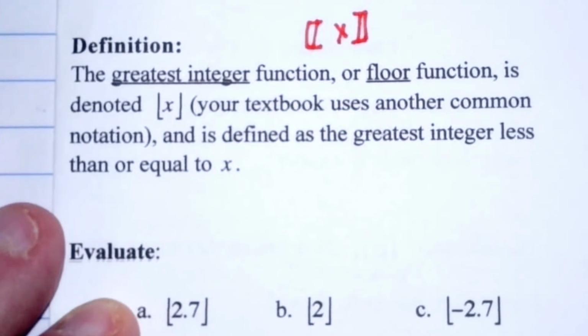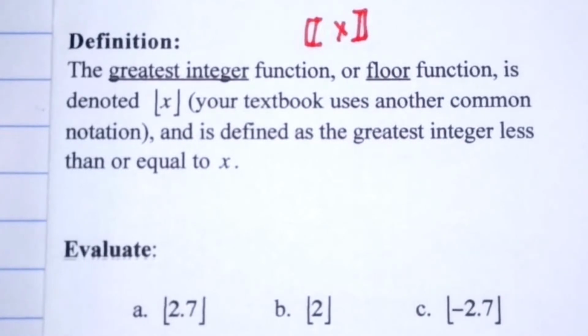And so the greatest integer function, or floor, of the number x is defined to be the greatest integer less than or equal to x. So you can think of it this way. If you're talking about an integer, then the floor of any integer is just that integer itself. So for instance, the floor of 5 is 5, because that's the largest integer less than or equal to 5.